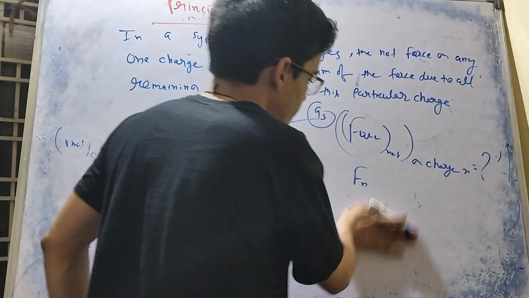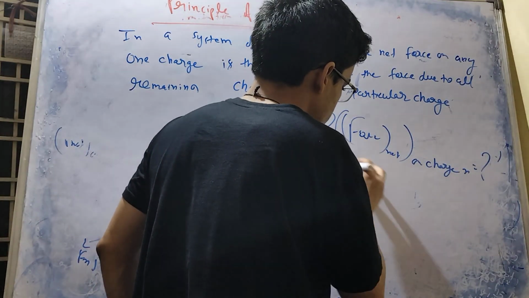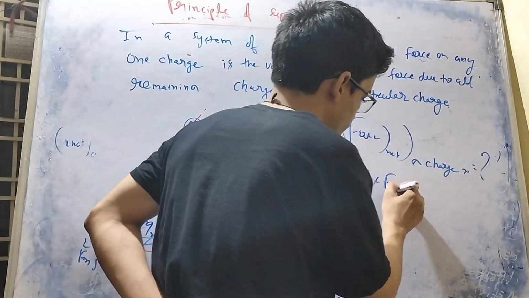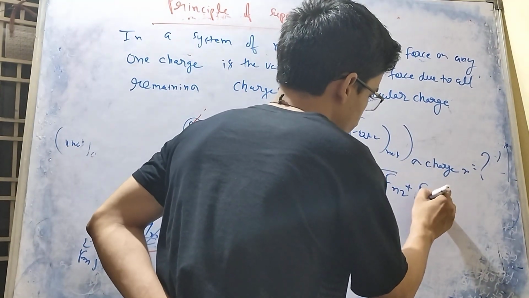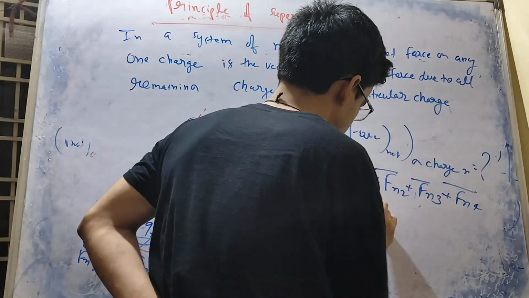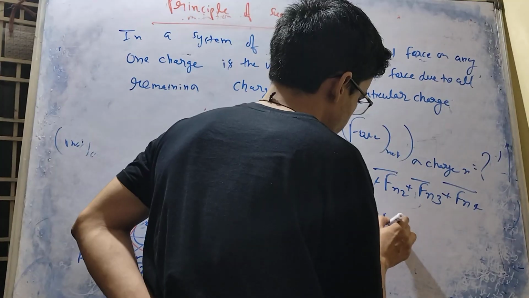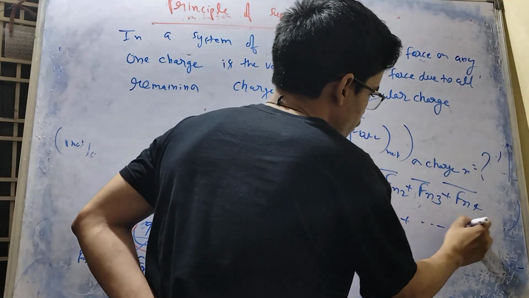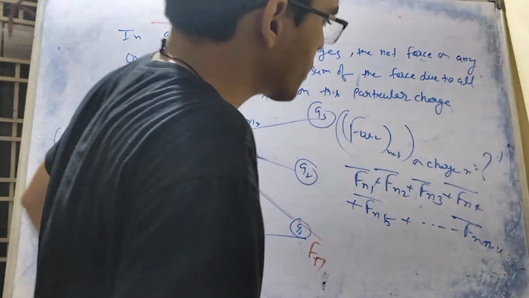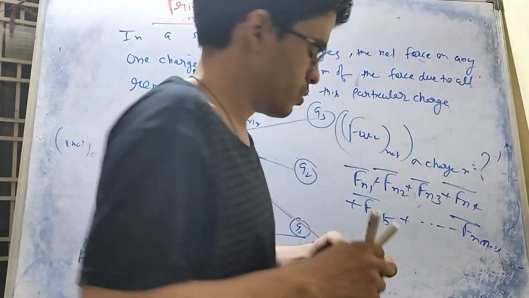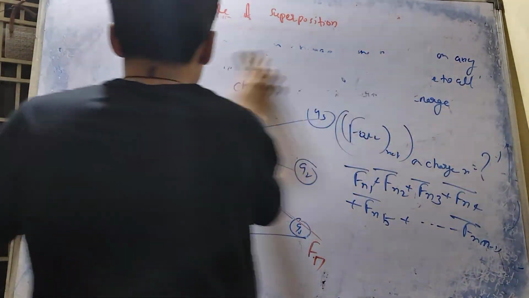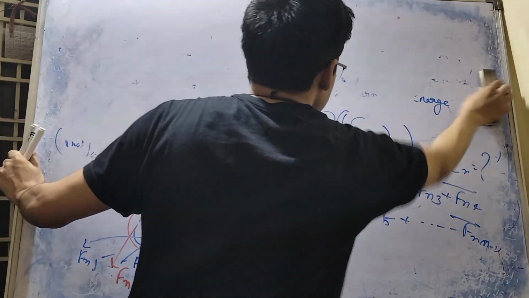So here we have to write force on N due to first plus, yes, it is a vector quantity, it is vector addition, force on N due to 2 plus force on N due to 3 plus force on N due to 4 plus force on N due to 5 plus force on N due to N minus 1. Understood? So this is simply called the principle of superposition. Now I will give many problems based on this principle of superposition.